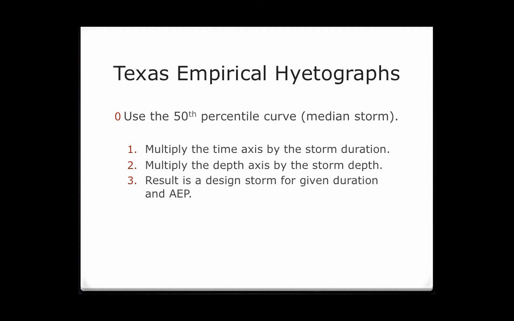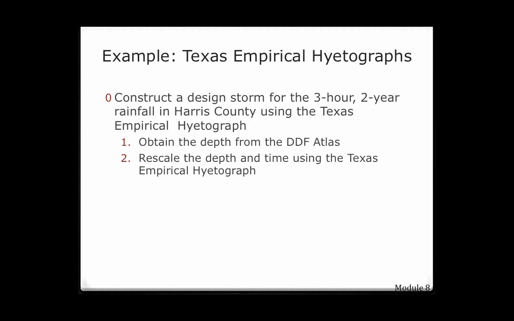You'll be gone. Let's say it's a 3-hour storm or a 5-hour storm. We get that 3-hour or 5-hour from the DDF Atlas. Or if it's an arbitrarily funny time, we can use the EBD Lookup 2015 spreadsheet. Anyway, we can get the time axis. Multiply the depth axis by the storm depth, also obtained from the same data source. And the result is a design storm for a given duration and a given annual exceedance probability, and it produces the cumulative storm.